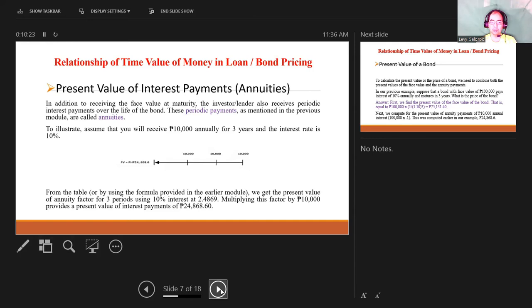From the table or by using the formula provided in the earlier module, we get the present value of annuity factor for 3 periods using 10% interest at 2.4869. Multiplying this factor by 10,000 provides a present value of interest payments of 24,868.60.